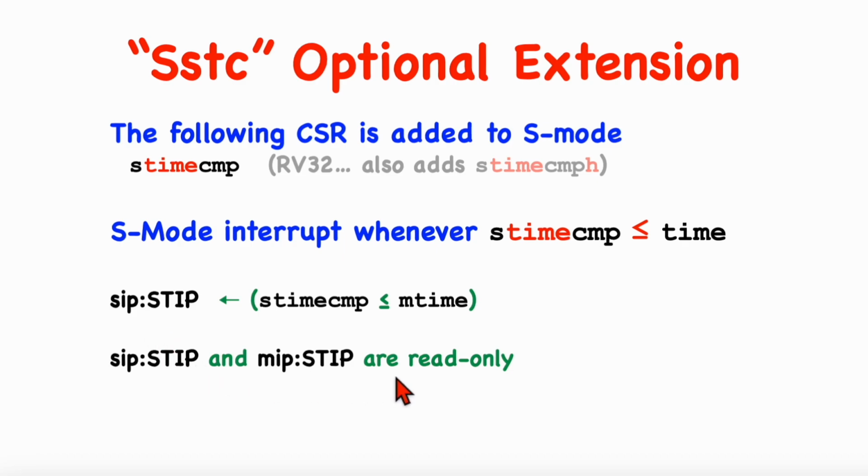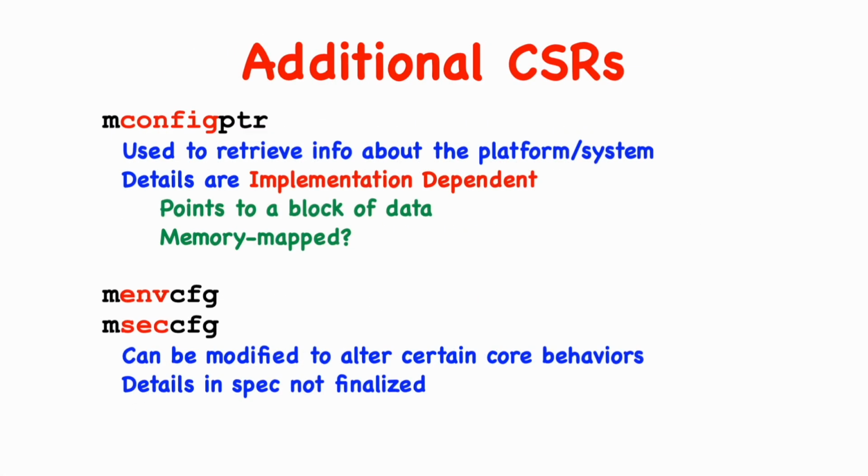With this extension, the supervisor mode timer interrupt pending bit becomes read-only for all code, regardless of whether the code is running in machine mode and accessing it via the MIP register or running in supervisor mode, accessing it via the SIP register. I also want to briefly mention a couple of additional registers.